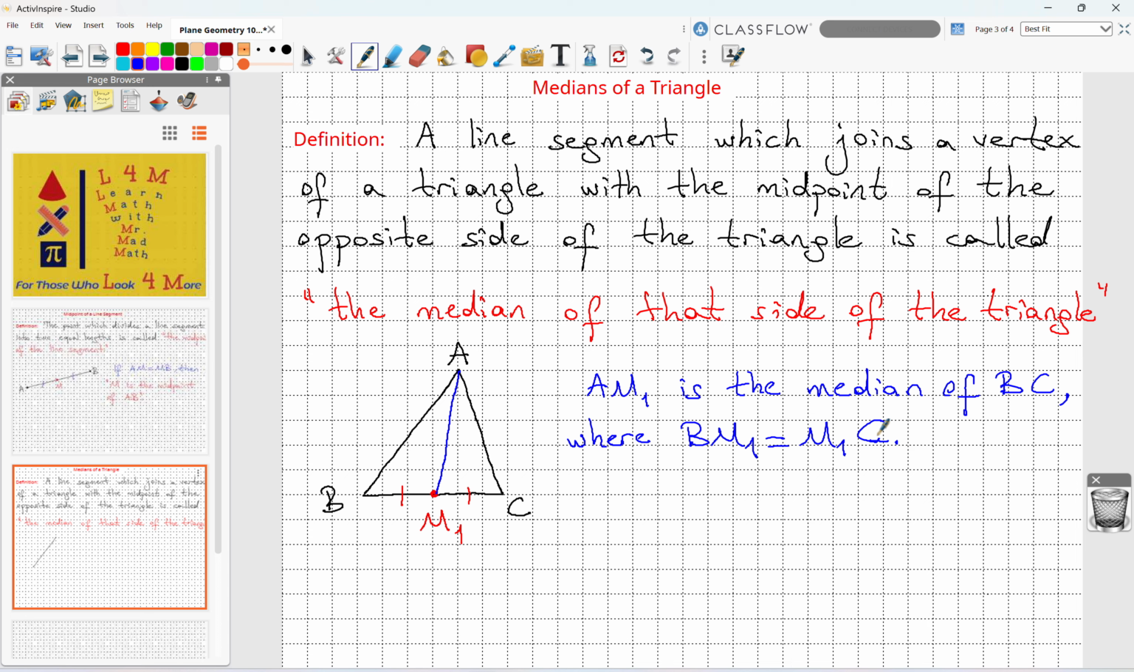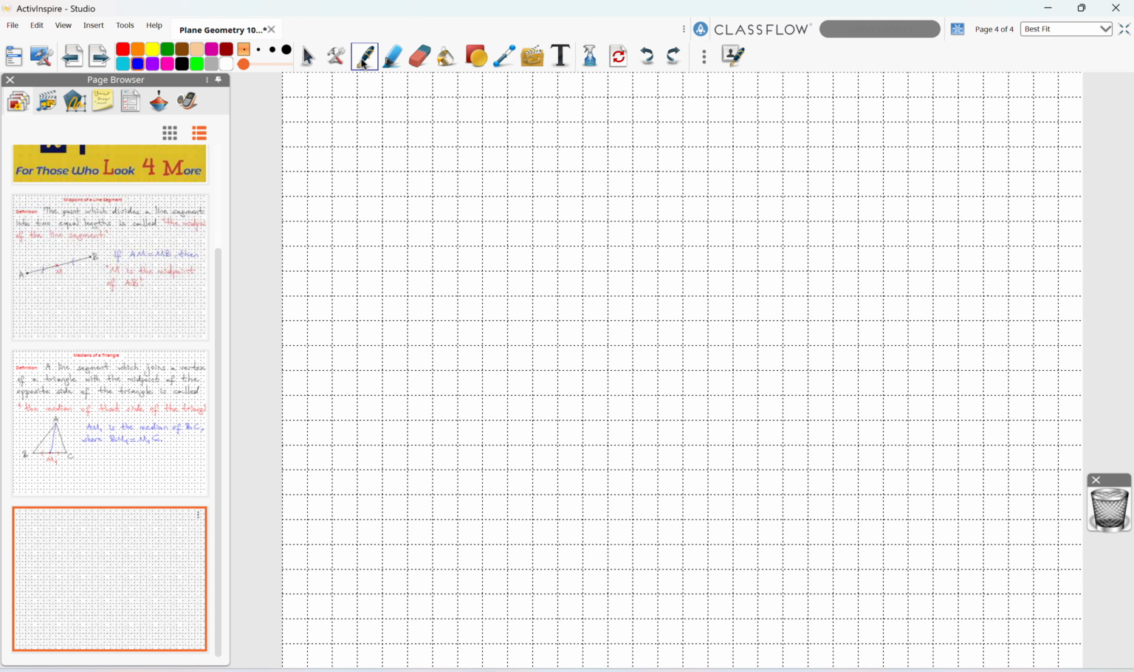So it's obvious and it's easy now to understand that since a triangle has three sides, it should have three medians. So let's show it on the next page. A triangle has three medians.